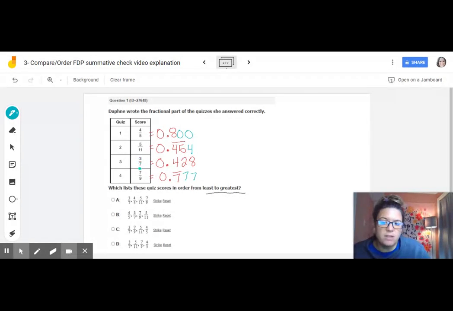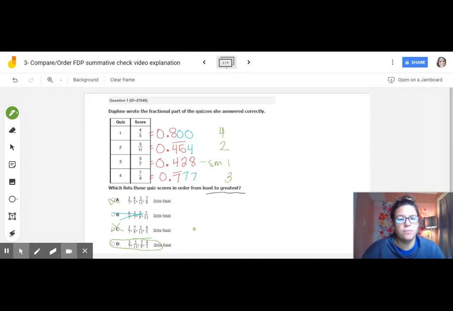So 3/7 is my smallest, so I know it's not B. Now 5/11 comes next because it's a 4. So I'm basically putting them in order. This is going to be the smallest, then this one, then the 0.7, then the 0.8. So 3/7, then 5/11. So it can't be that one, and can't be that one. I just looked at the first 2 that were in order.